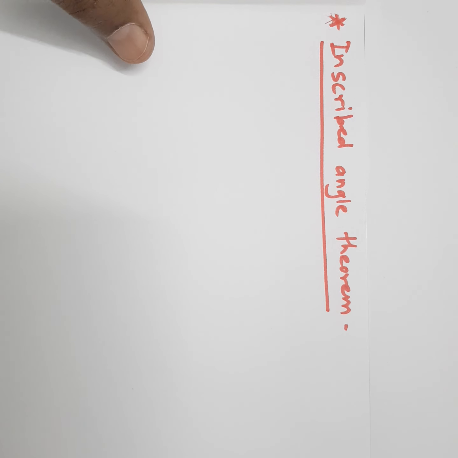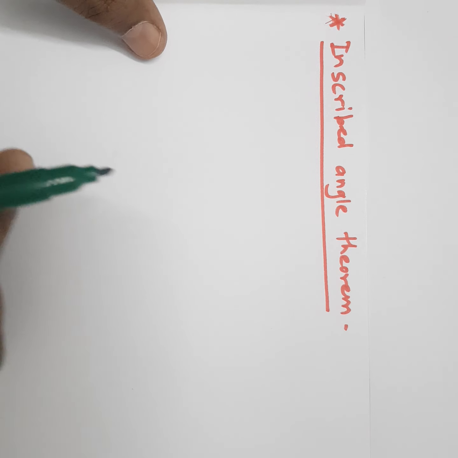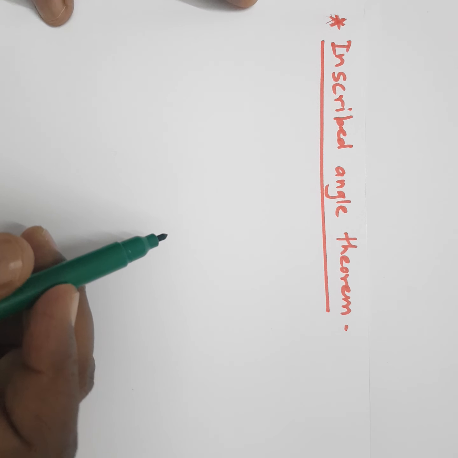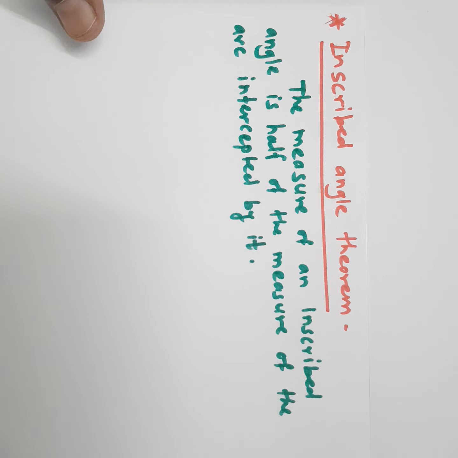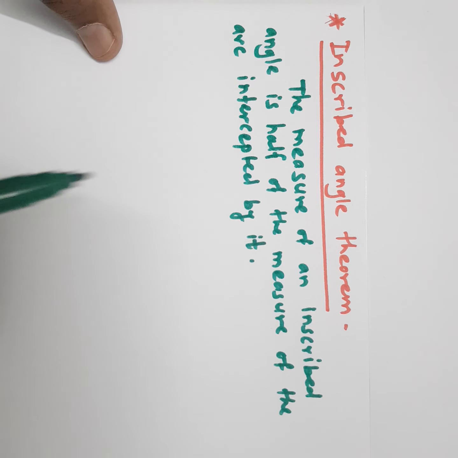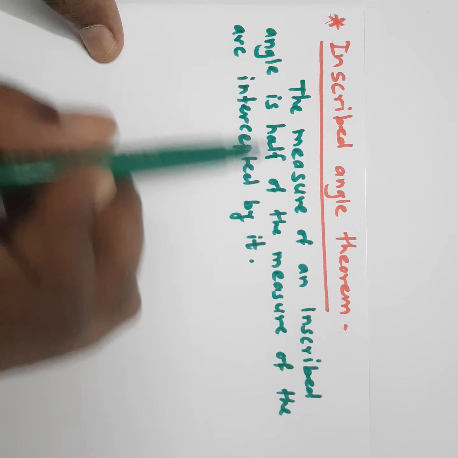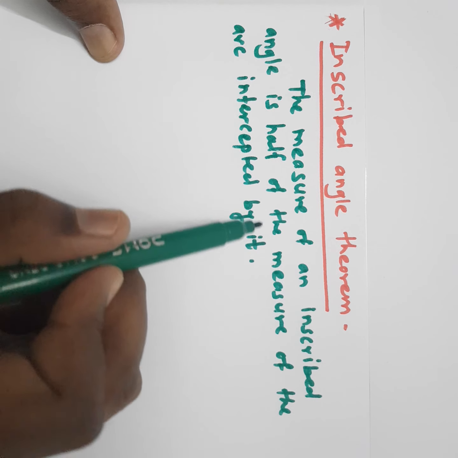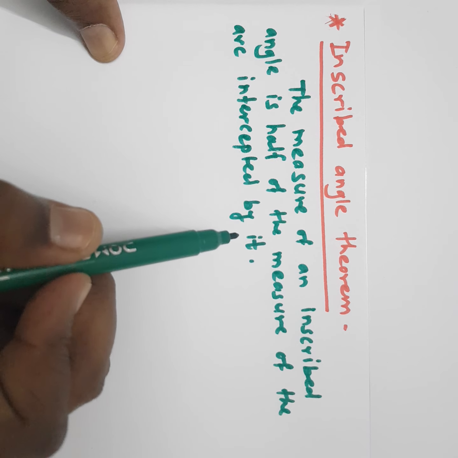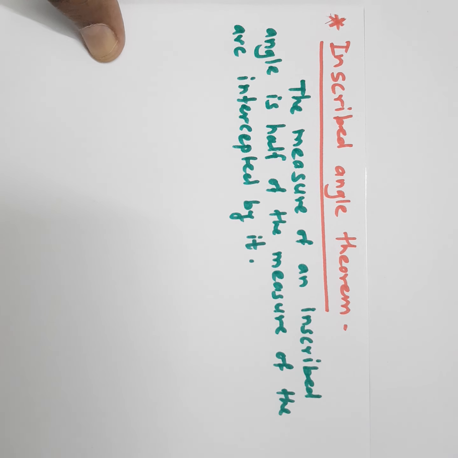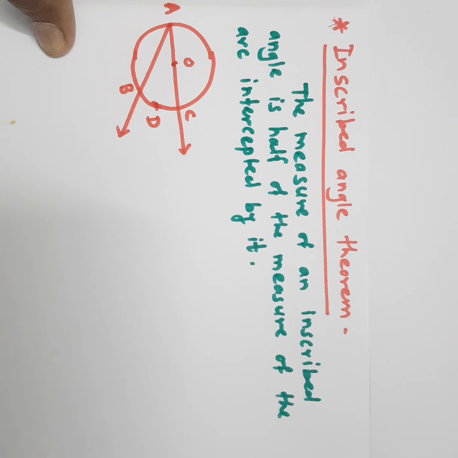Now we will see one of the important theorems, that is the inscribed angle theorem. We will see the statement of the theorem first. The statement is: the measure of an inscribed angle is half of the measure of the arc intercepted by it. We will see the figure first.